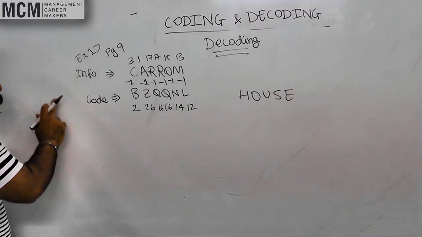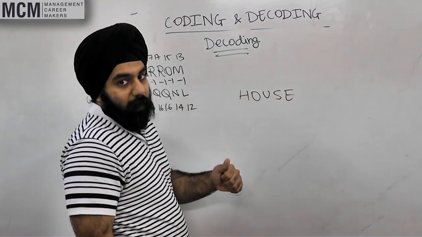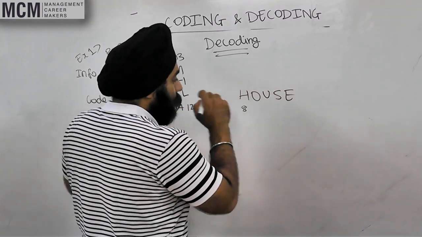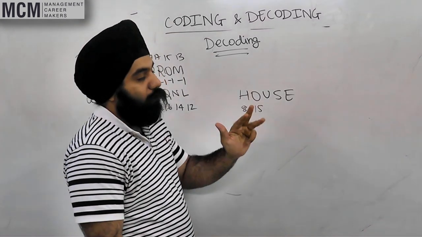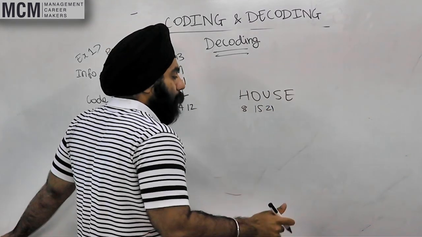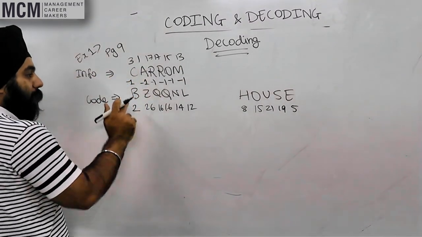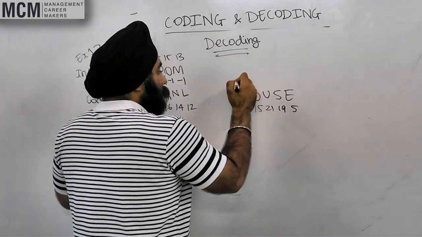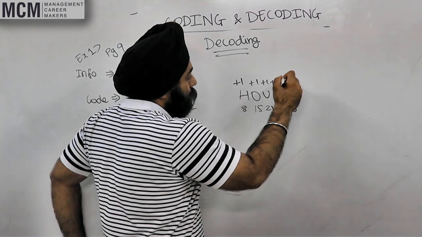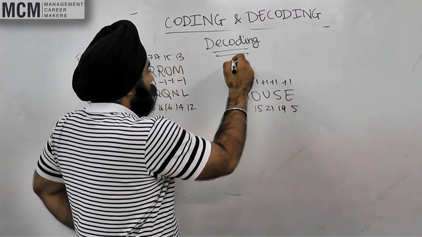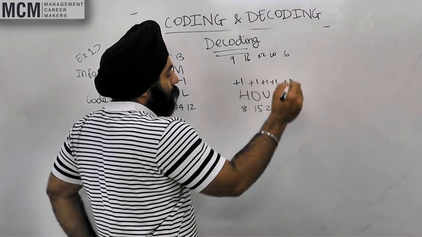How will we go from the code to the information? Let's find out over here. So you have H, which is what? E is 5, F, G, H, so H is 8, O is 15, U is 21, S is 19, E is again 5. Now because going from information to the code was minus 1, going from the code to the information we want plus 1, yes or no? So you have plus 1, plus 1, plus 1, plus 1. So 8 becomes 9, 15 becomes 16, 21 becomes 22, 19 becomes 20, 5 becomes 6.